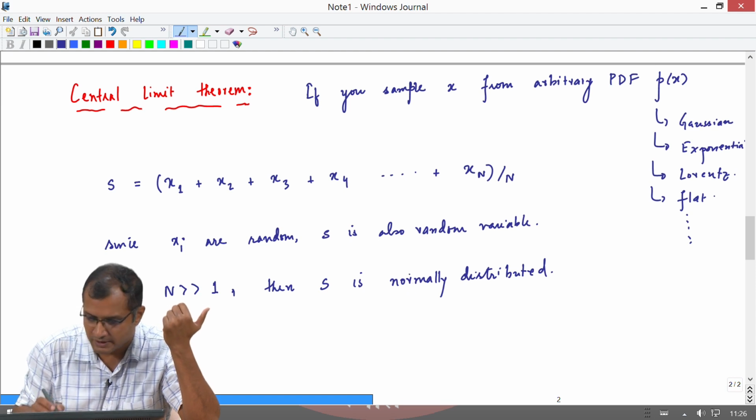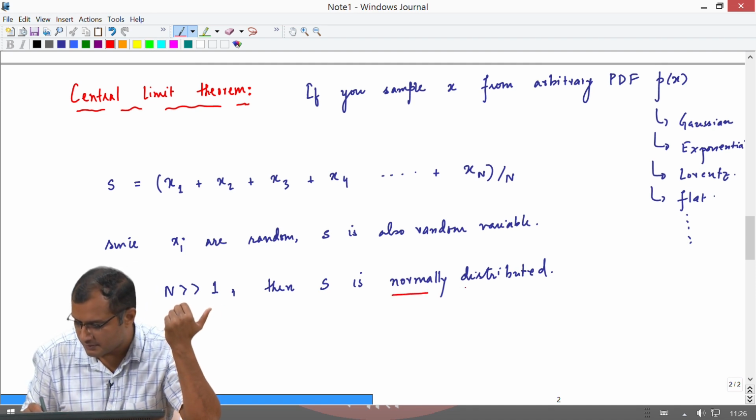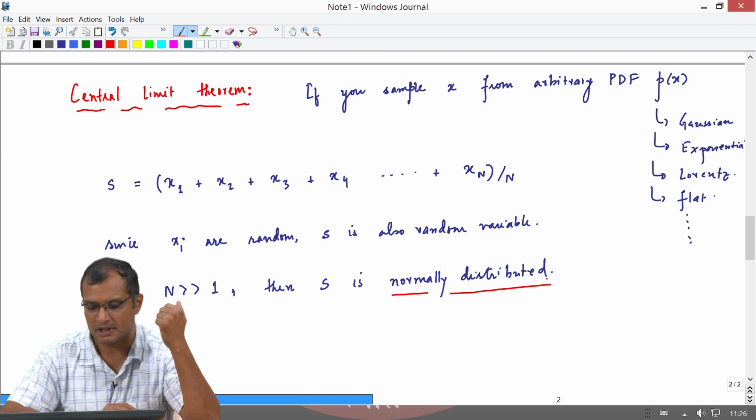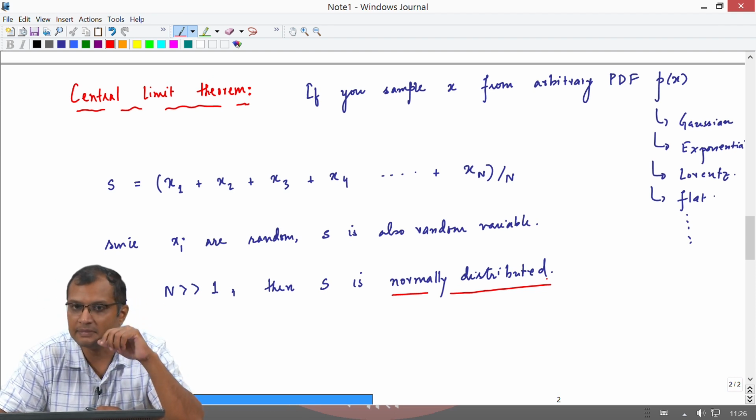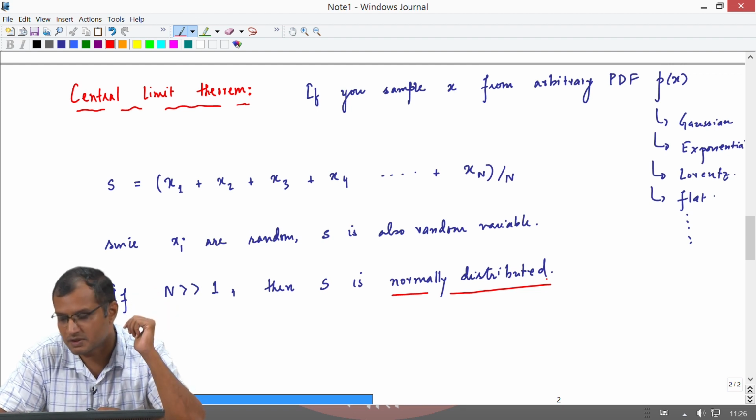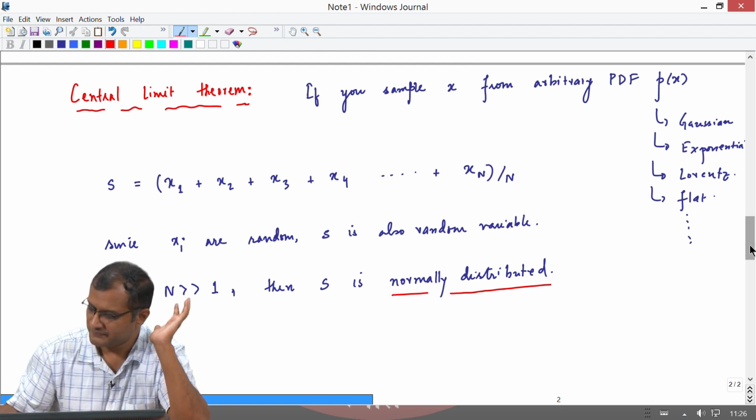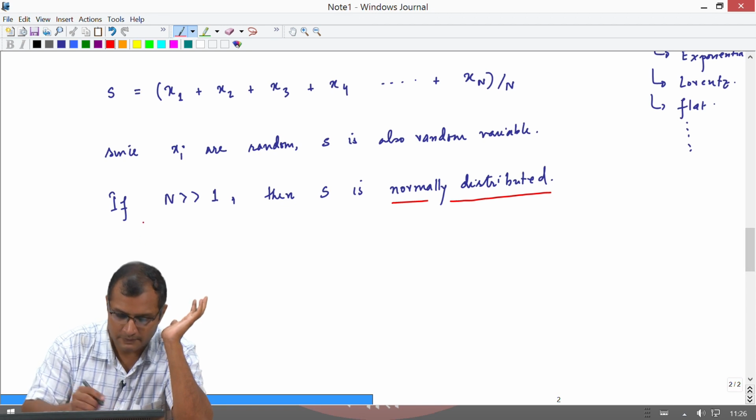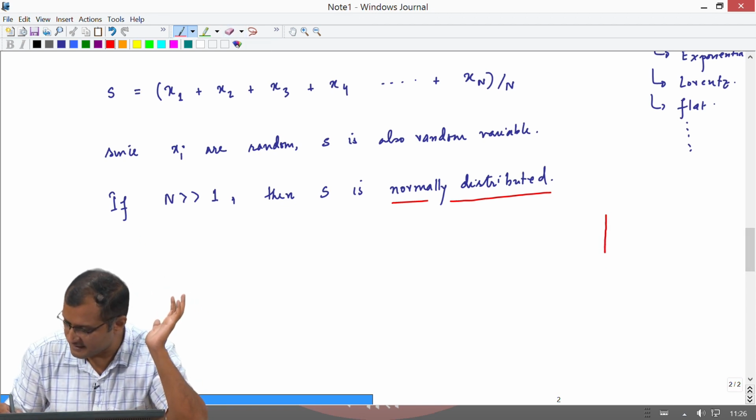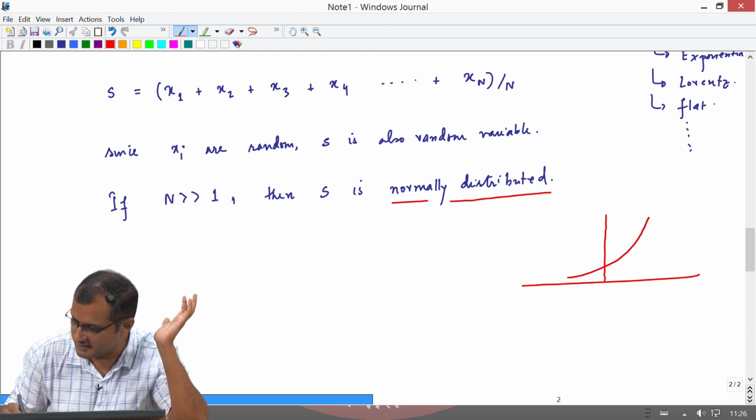So, I would like to rephrase this, so restate this important theorem, that if you take a large number of random variables from any distribution, does not matter whether it is Gaussian or exponential or Lorentz or flat, you add them up, the sum, if you have taken a large number of such variables, will be always normally distributed, which means what? Which means the following, that if you compute the PDF of S, this will be always a Gaussian distribution.